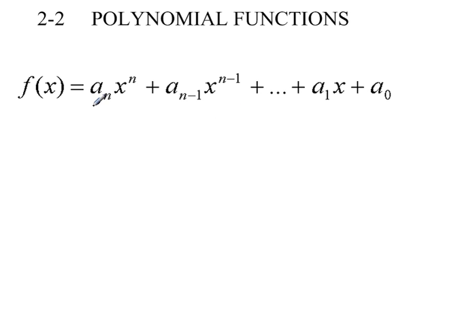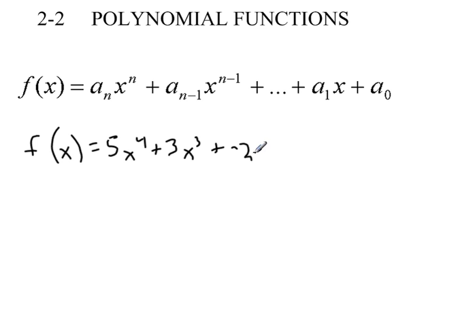But really all this is, all these a's stand for different coefficients of a function. And then x to the nth is x to some power. So an example of a polynomial function would be f of x equals, let's just say 5x to the fourth plus 3x cubed plus, let's just say 0x squared, and let's say minus 2x plus 7. So there's an example of a polynomial function.